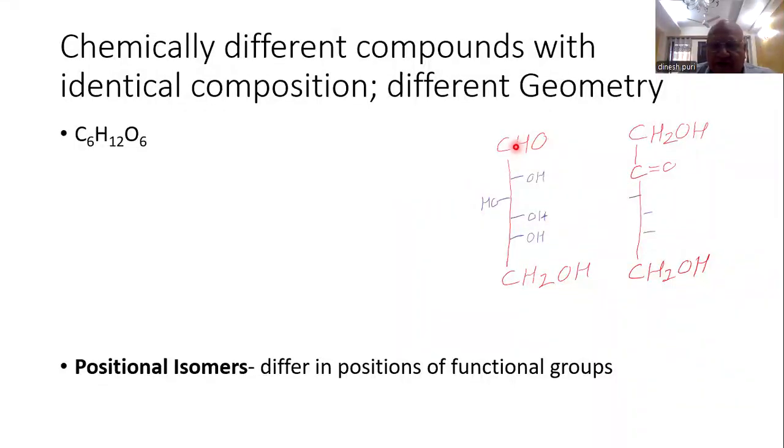You can see here the carbonyl carbon, the oxygen as an aldehyde group is at the first position. Oxygen as a keto group is present at the second position in glucose and fructose respectively. So they are isomers of each other, chemically different compounds with identical composition. The composition of both is the same.